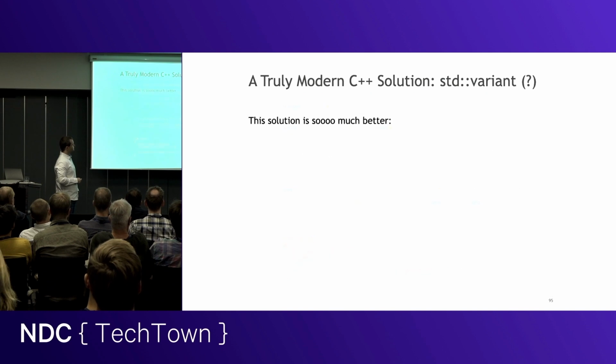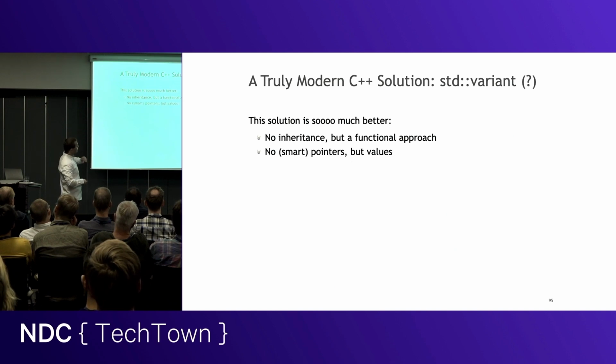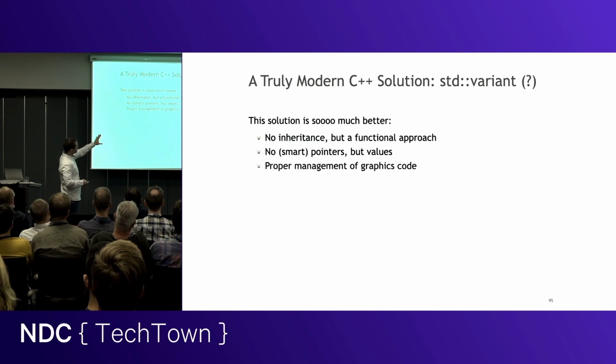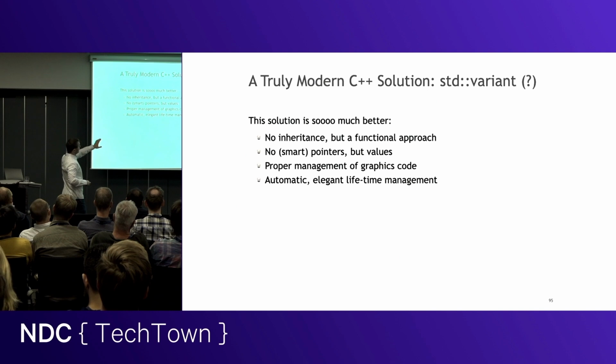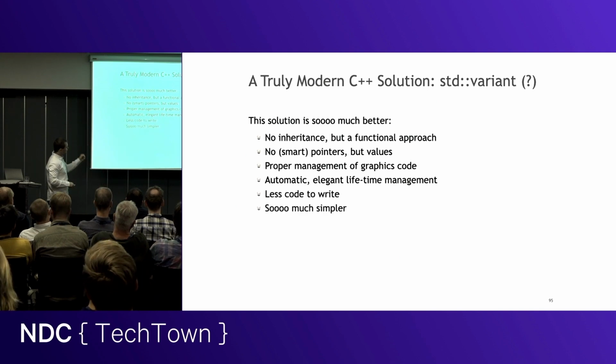Good. And I think you kind of agree. So much better. There's no inheritance. That's a pretty functional approach. Very clean, I would say simpler. There are no smart pointers, not even raw pointers. We have values. Then there's no management of graphics code. This is just extracted. No dependence on that. This is fantastic. Lifetime management is also much simplified. It's less code to write. It's so much simpler. And on top of that, it even has better performance.